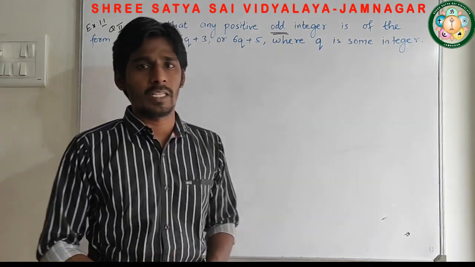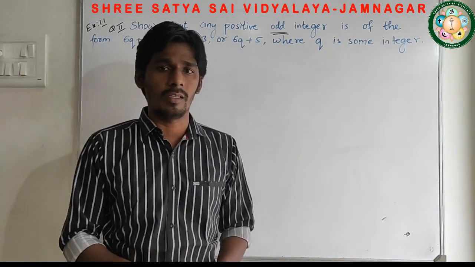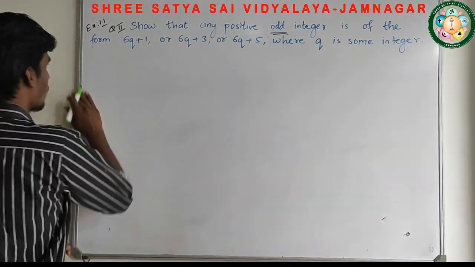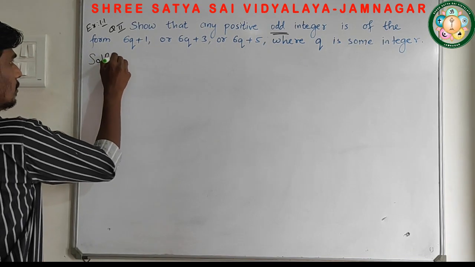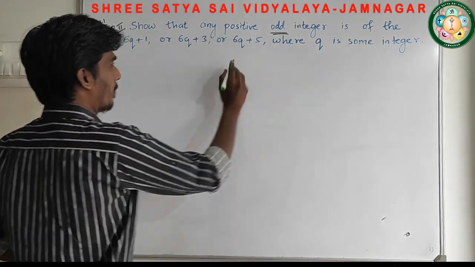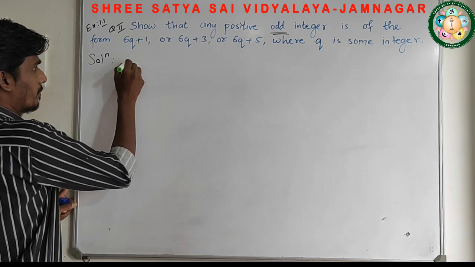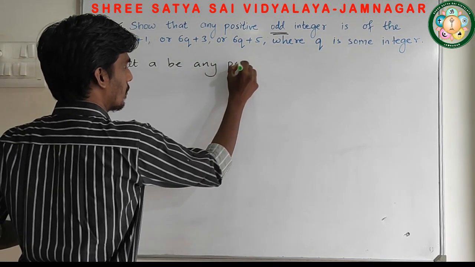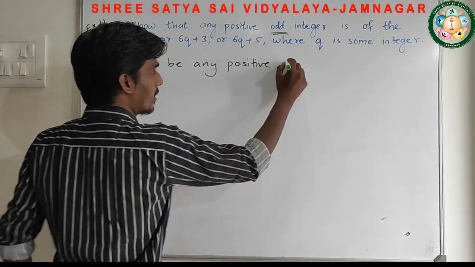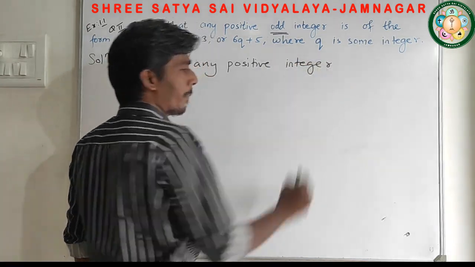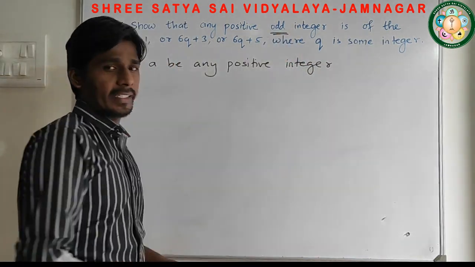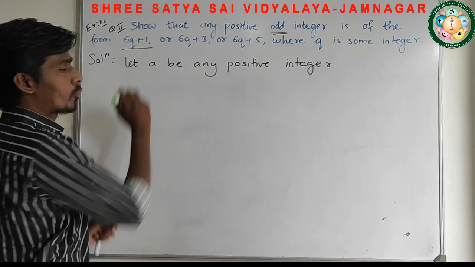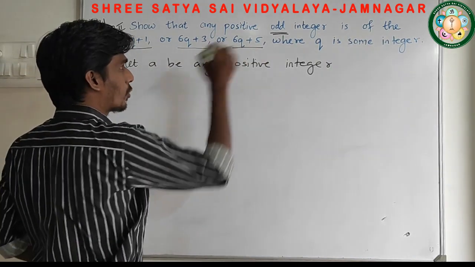All the next three proofs which I am going to explain are totally based on Euclid method or Euclid division lemma. So let's start here. Solution. So as I told you here, let a be any positive integer. मैंने कोई a ले लिया because we have to find that positive integer. The integer is not given but the form is given: 6q plus 1, 6q plus 3 and 6q plus 5.